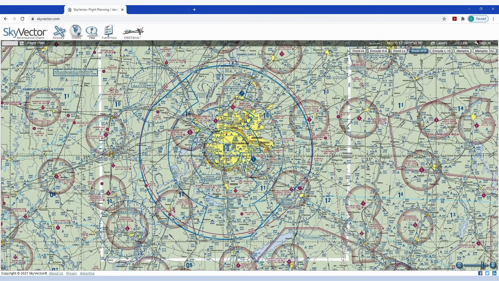On the chart, it is depicted as solid blue lines, with blue numbers showing the base and ceiling of the airspace in each sector. There's also a magenta circle at 30 nautical miles from the central airport called the Mode C ring, which lets pilots know they need an altitude reporting transponder when flying inside this area. In real life, you need a clearance from air traffic control to enter Class B airspace.